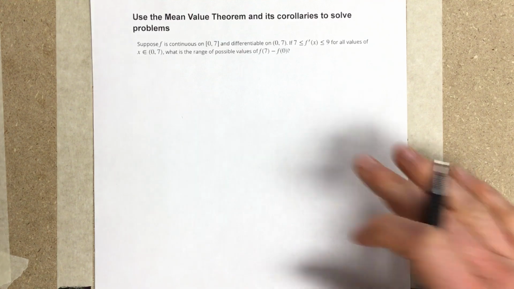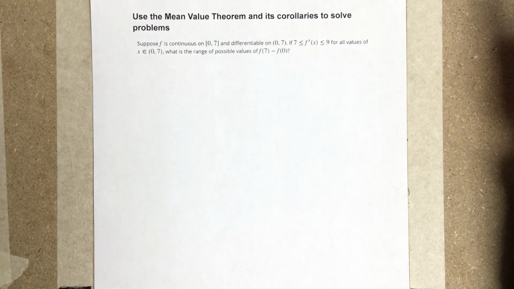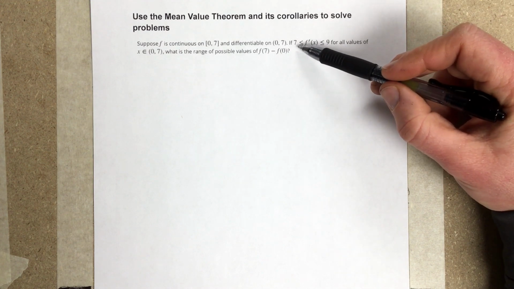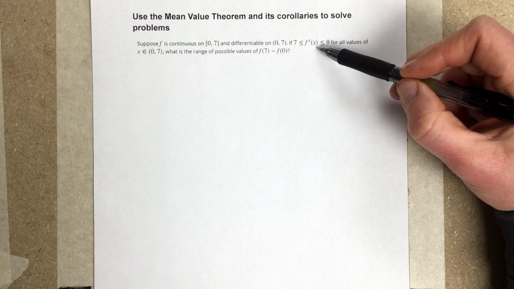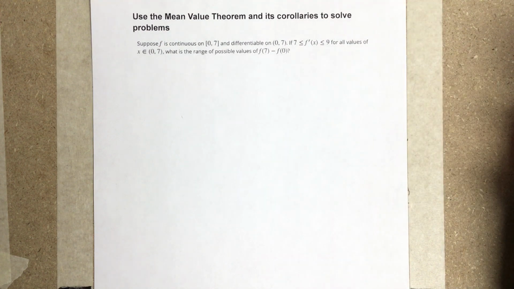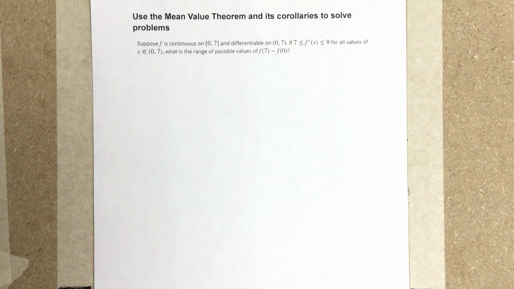In this video, we're going to use the mean value theorem and its corollaries to solve problems. It says, suppose f is continuous on [0, 7] and differentiable on the open interval (0, 7). If 7 is less than or equal to f prime of x less than or equal to 9 for all values of x an element of (0, 7), what is the possible range of values of f of 7 minus f of 0?